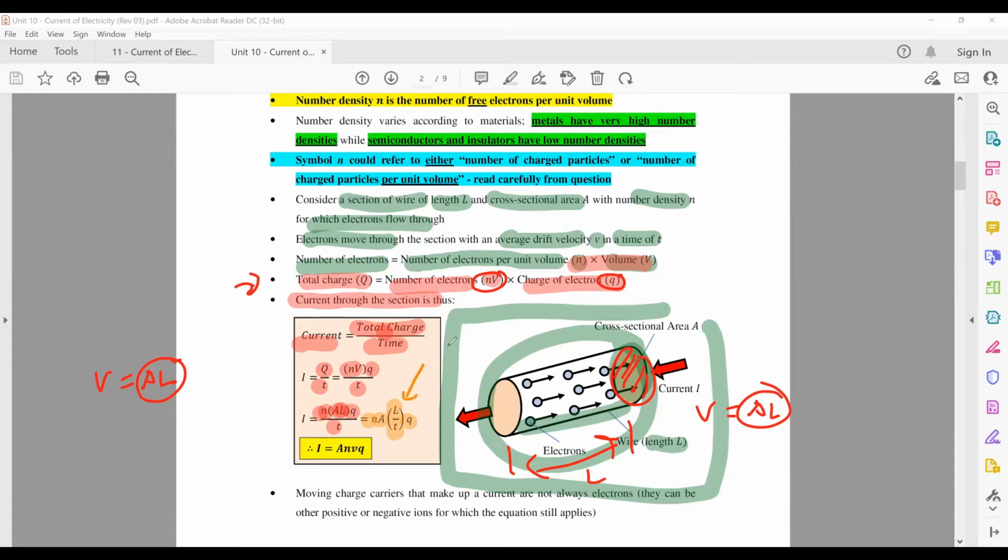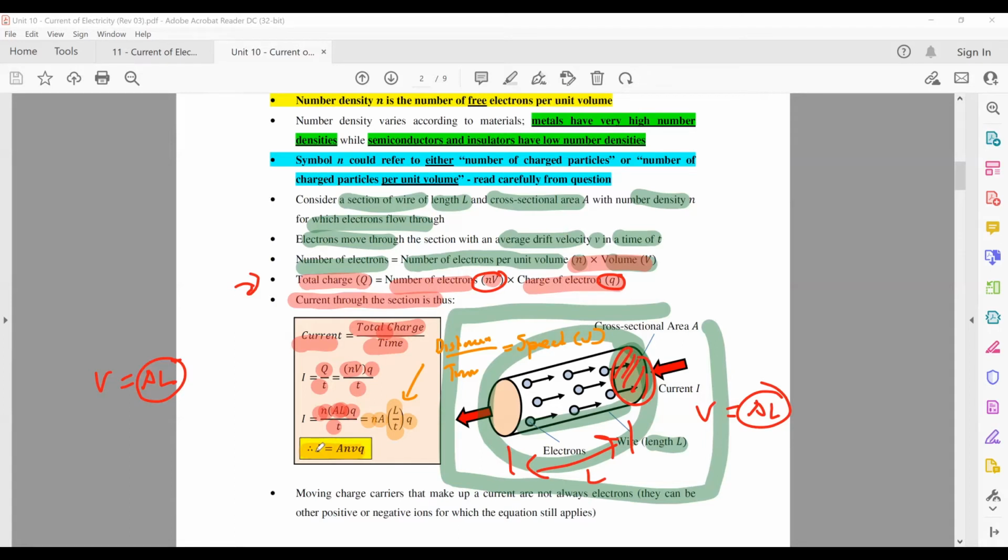L over t is actually distance over time, so it's actually referring to speed. So this speed here is actually your drift velocity or drift speed. Okay, so eventually you are going to get I equals Anvq. So this is the equation that relates drift velocity to current.